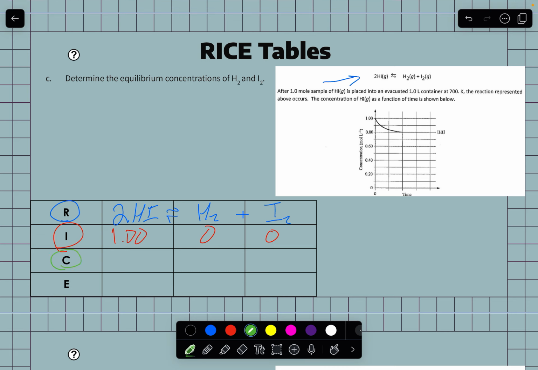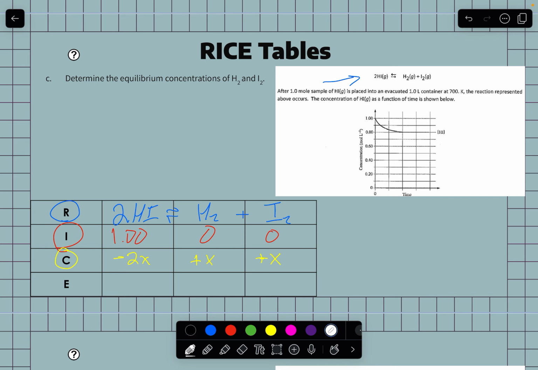Okay, for our change, we look at whether it's a reactant or a product and what the coefficient is. So HI, we have a coefficient of 2, and it's a reactant, so we're going to subtract: minus 2x. H2 is a product with a coefficient of 1, so plus x. I2 is a product, so we're adding, and a coefficient of 1, so plus x.